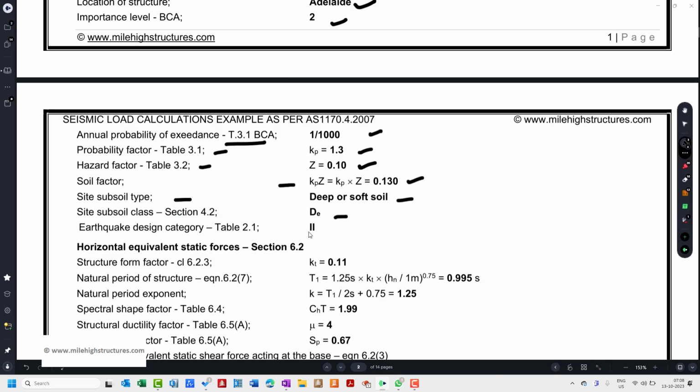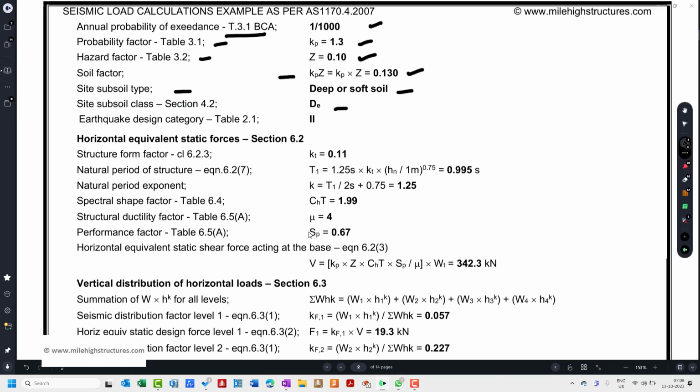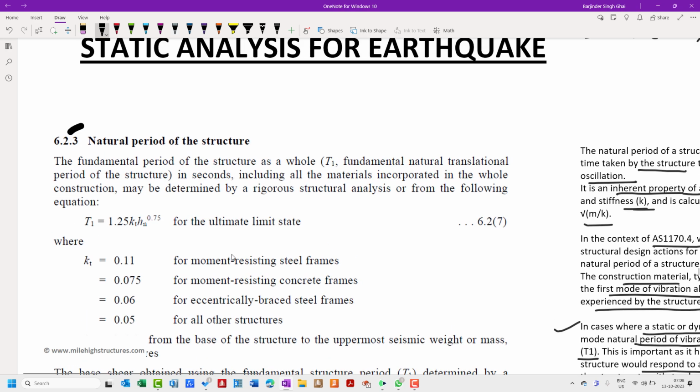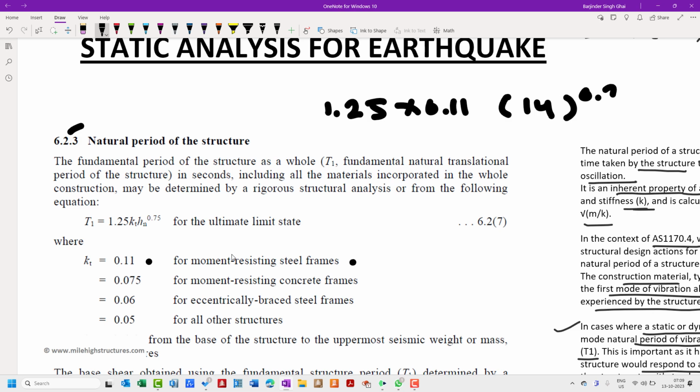If we are discussing the horizontal equivalent static forces, the structure form factor can be taken from clause 6.2.3 as 0.11. Here you can see that for a moment resisting steel frame, the Kt value is 0.11. That shall help us in calculating the fundamental natural time period. In our case, we can take 1.25 times Kt, which is 0.11, times the height 14 to the power 0.75.